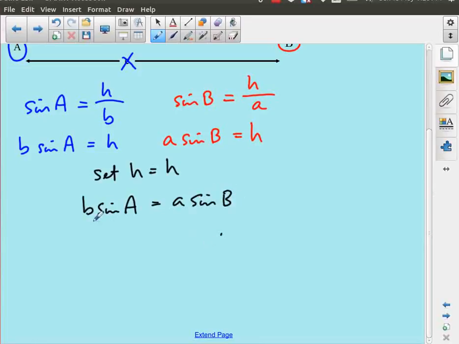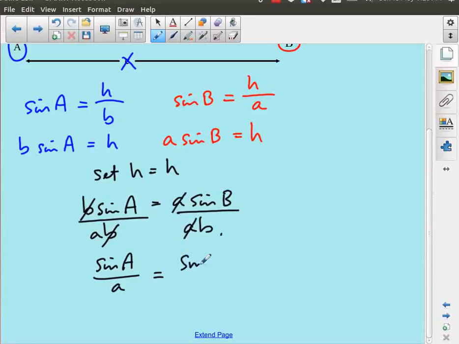I'm going to divide both sides by B. Actually, I'm going to divide both sides by AB. And the reason I do that, I'm allowed to do that, I can divide both sides by AB. On this left side, B divides out with B, and I end up with sine A over A. On this right side, A divides out with A, and I end up with sine B divided by B.